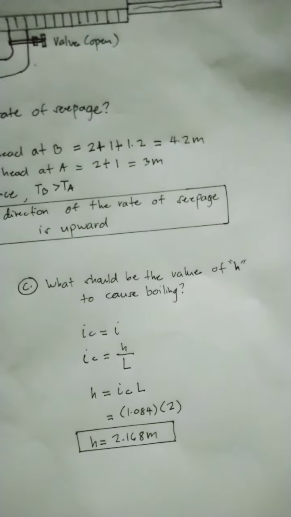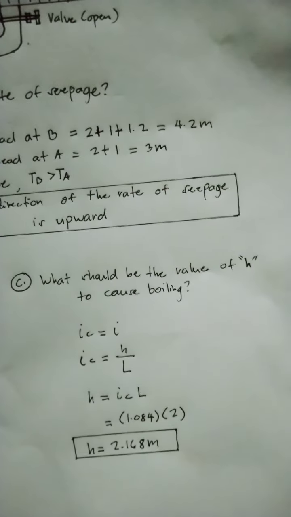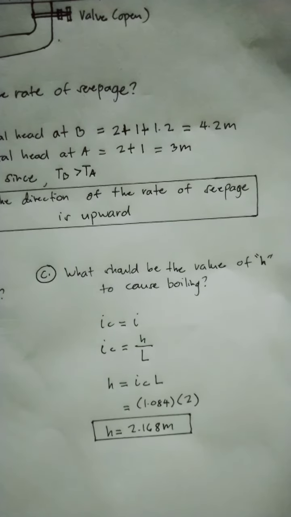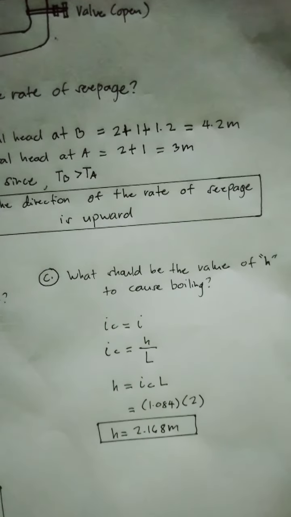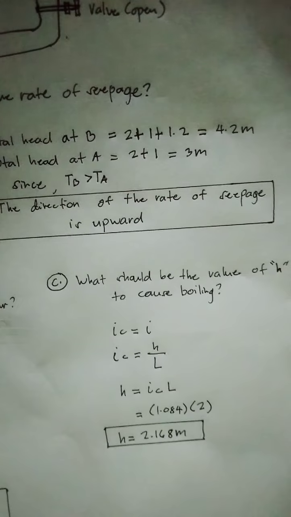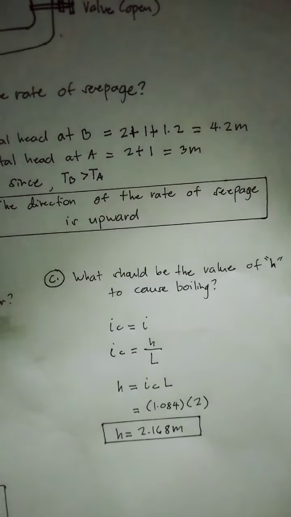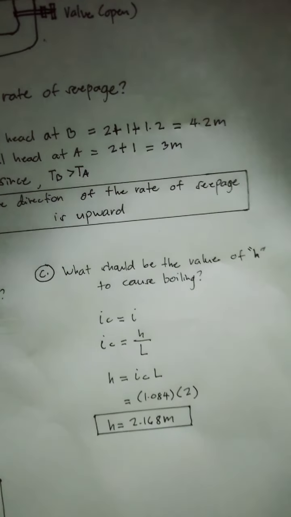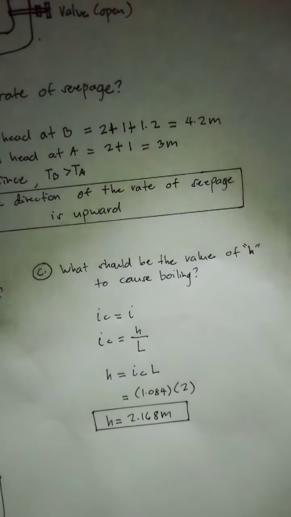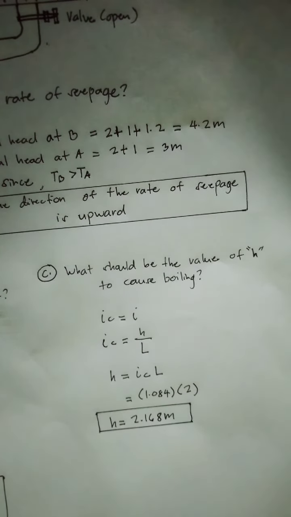For the last question, question letter C, what should be the value of H to cause boiling? As I said earlier, if the hydraulic gradient is equal to the critical hydraulic gradient, boiling will occur. Since the problem asks for the value that will cause boiling, we set them as equal. Boiling also occurs if the hydraulic gradient is greater than the critical hydraulic gradient.